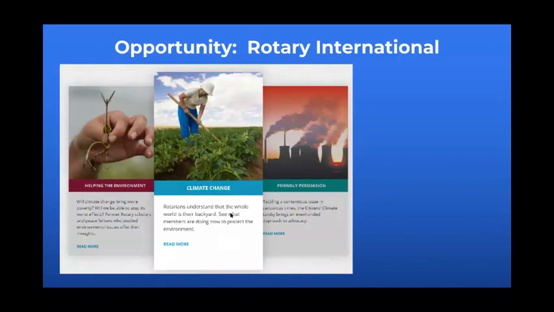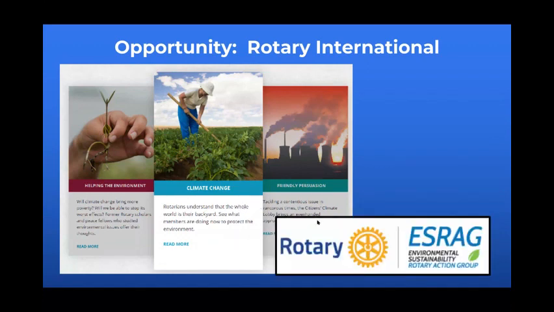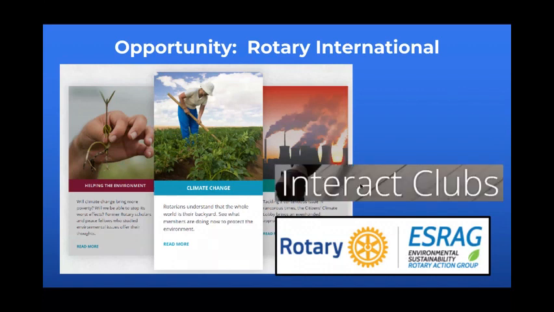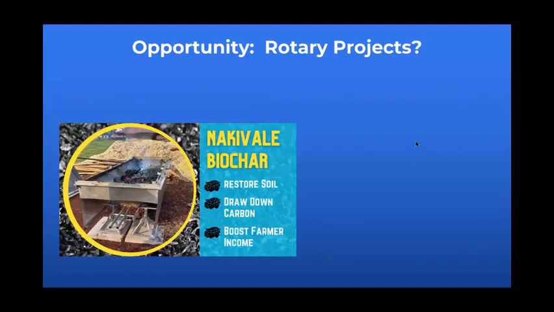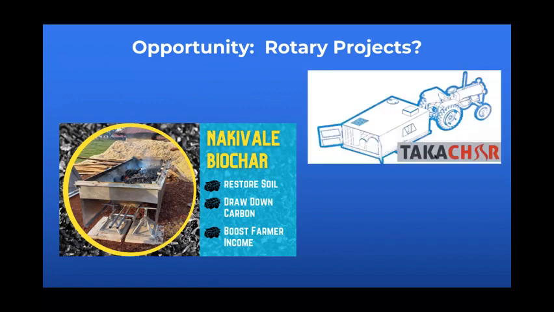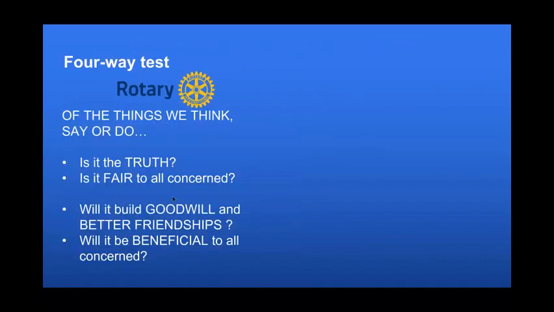As far as opportunities for Rotary, Rotary has the Environmental Avenue of Service. There's an Environmental Sustainability Action Group. A lot of activities are going on in Interact clubs. There's a Climate Action Team Network. There are different ideas for projects that we could do, like this biochar thing in Africa, or the Takachar that I mentioned earlier, which might be a good solution for rural farming.